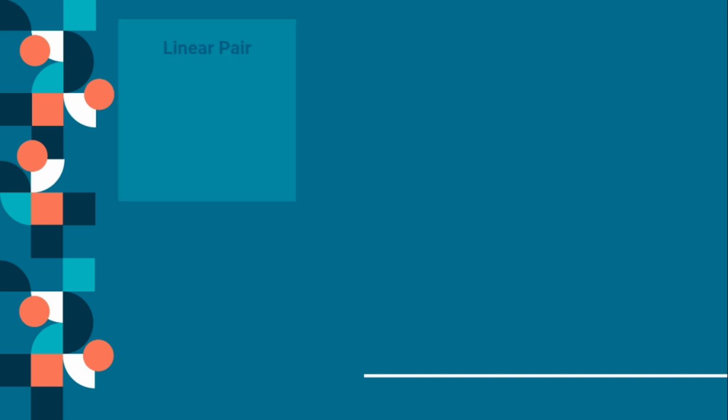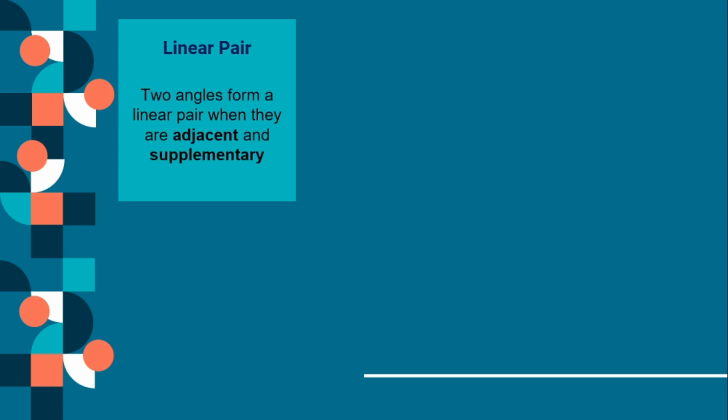Let's talk about the linear pair naman. So, when we say linear pair, two angles form a linear pair. First is when they are adjacent and they are supplementary. So, ibig sabihin, masasabi naman natin na ang dalawang angles form a linear pair kapag nagawa niyo yung kondisyon ng adjacent angle and supplementary angle.